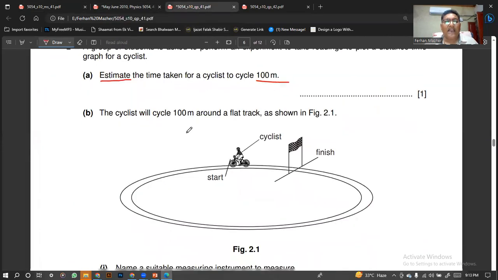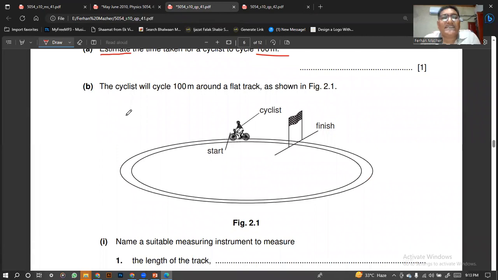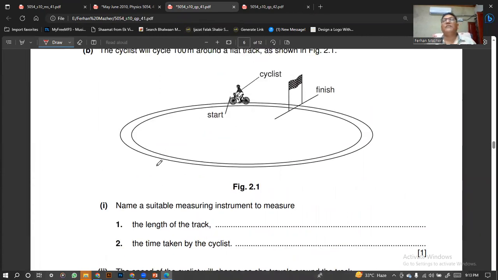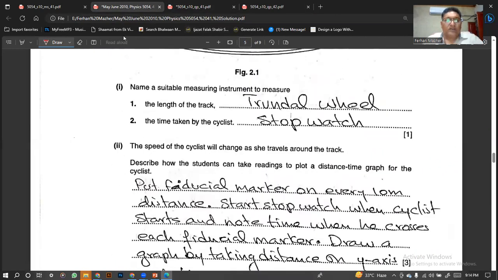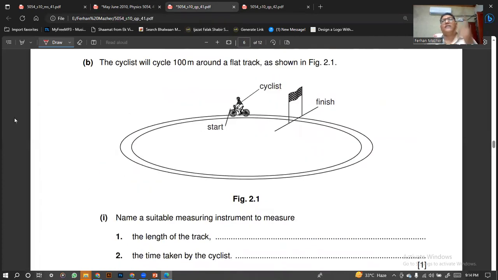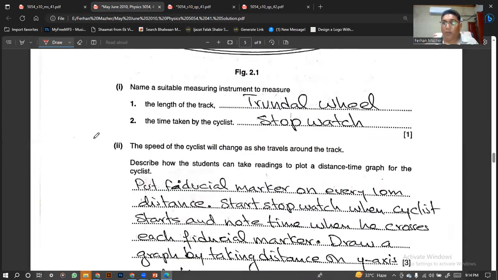Then we have, he says the cyclist will cycle 100 meters around a flat track as shown in figure 2.1. So this track is actually 100 meters long. Name a suitable measuring instrument to measure the length of the track. The length of this track can be measured easily with a trundle wheel. The time taken by the cyclist can be measured with the help of a stopwatch. A trundle wheel is a wheel, and you walk with this wheel along the track, and it notes down how much the length is.